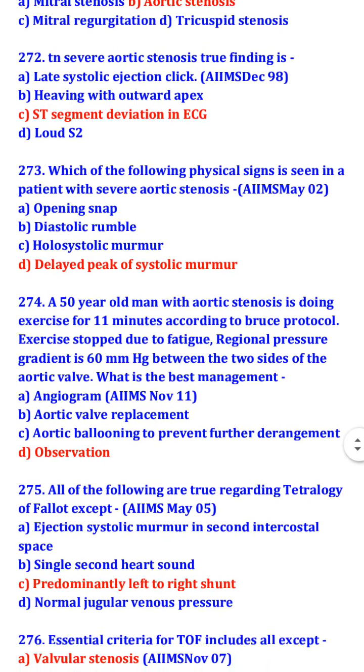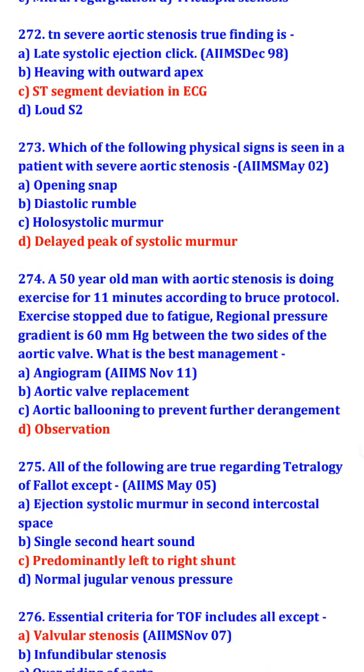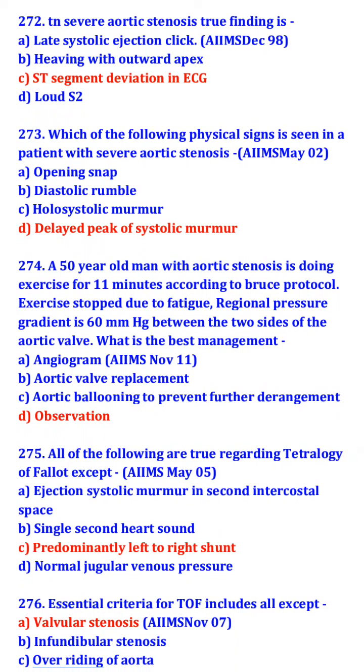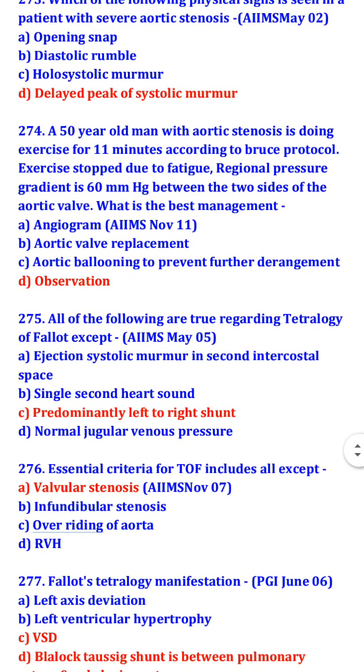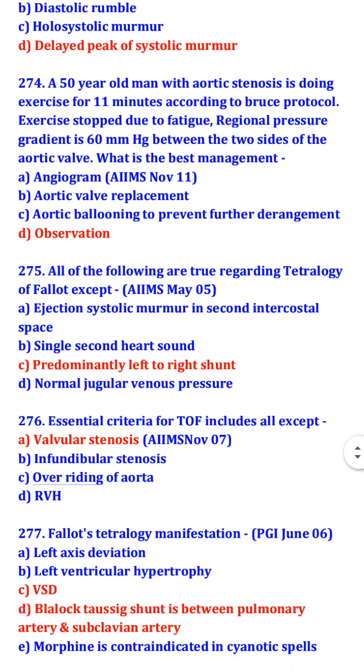A 50-year-old man with aortic stenosis is doing exercise for 11 minutes according to the Bruce protocol. Exercise stopped due to fatigue. Regional pressure gradient is 60 mm of mercury between the two sides of the aortic wall. What is the best management? Observation. All of the following are true regarding tetralogy of Fallot except that predominant left to right shunt is wrong.